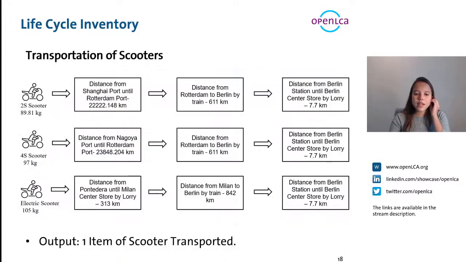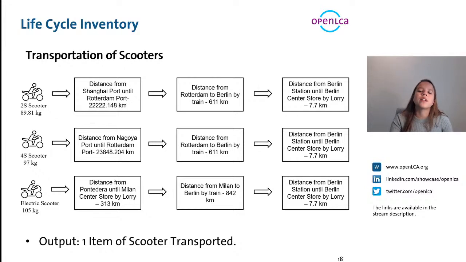Okay, so the next step is the transportation of the scooter. And then usually when we are talking about transportation, we need to consider the weight of the scooter, of what we are transporting, and also the distance. Because we have the data of the mass of the scooters from the suppliers, so from Yamaha, from the Bud scooter, it's possible we know the weight, and then we need to understand how the scooter is transported from the production place until Berlin.